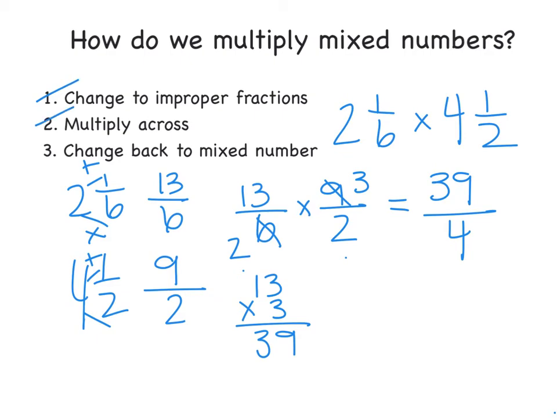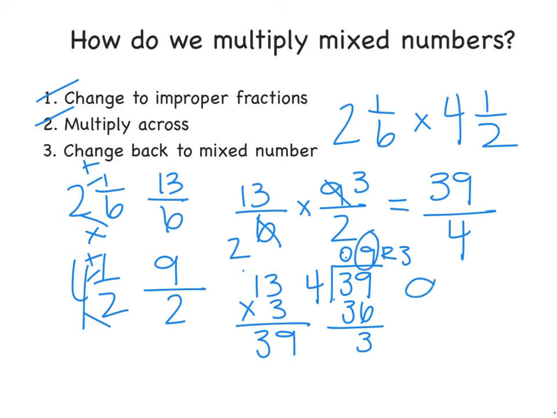number. Remember, to do that, we divide our top by our bottom. 4 cannot go into 3, but it goes into 39 9 times, which is 36, with 3 left, so 9 remainder 3. And remember, we write this as a mixed number. This is our whole number 9, with our remainder over our divisor. 9 3/4 is my final answer.